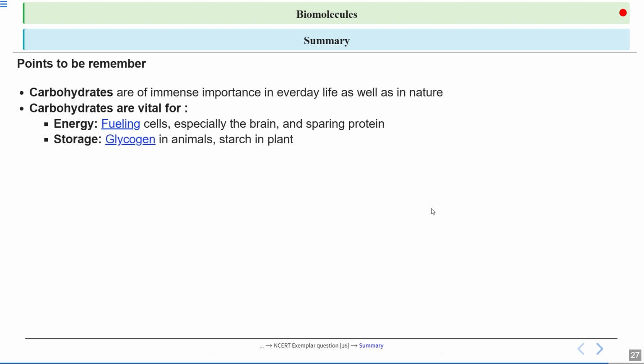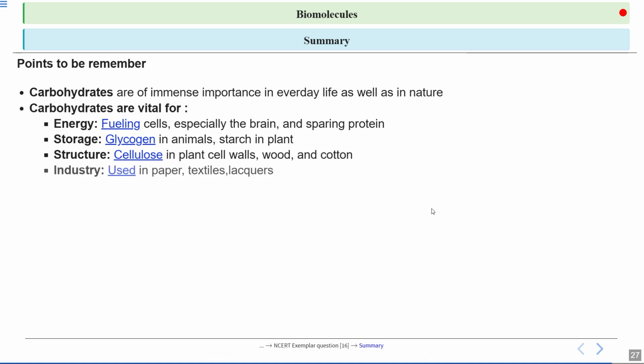Next, if we talk about storage, in animals, carbohydrates are stored as glycogen, mainly in the liver and muscles, and as starch in plants. Next, if we talk about structure, in plants, cellulose is a carbohydrate that makes up the cell walls, giving plants their shape and strength. Wood and cotton are mostly cellulose.